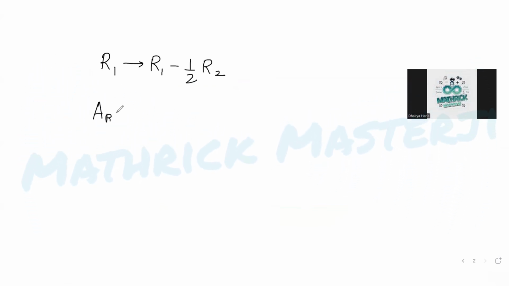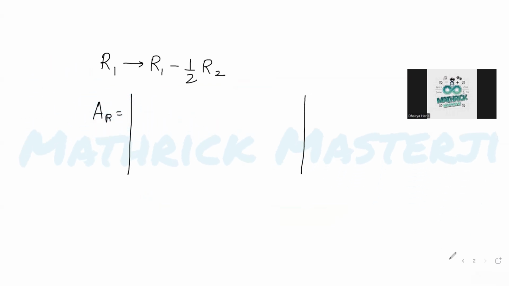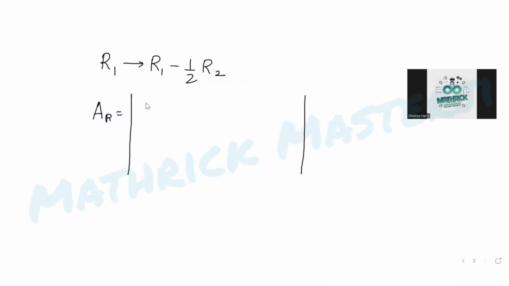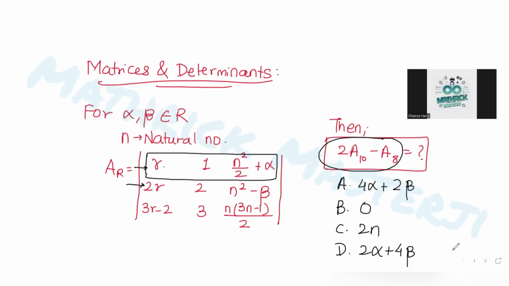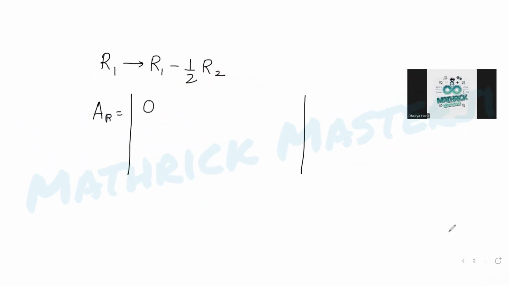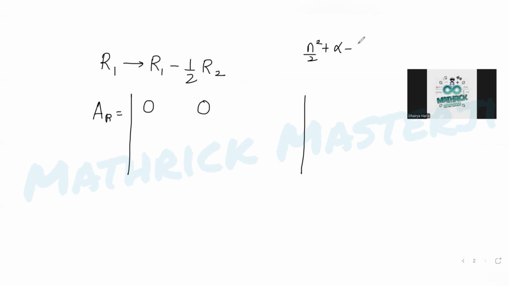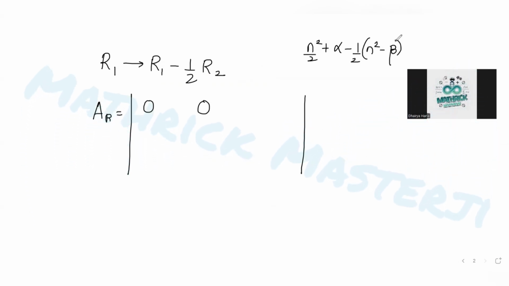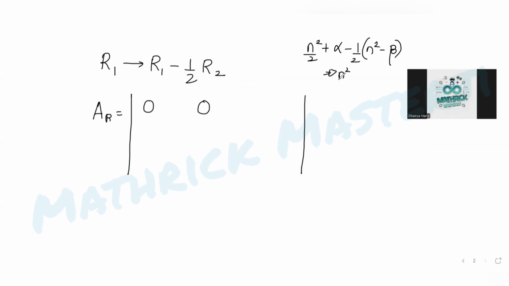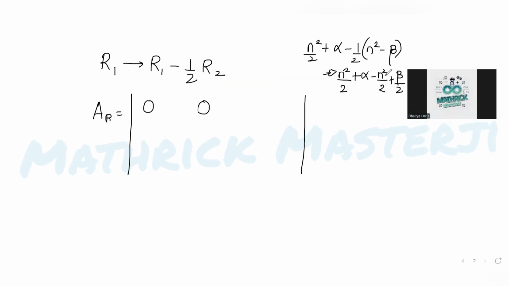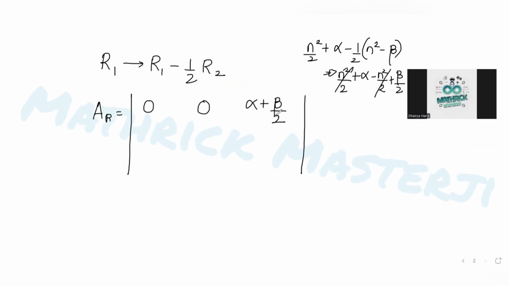So the elements of this matrix would change. The first becomes r minus half of 2r, which is r minus r, which is 0. Next I get 1 minus half of 2, which is 1 minus 1, which is again 0. Next I get n square over 2 plus alpha minus half of n square minus beta. The n square over 2 cancels from both, and I'm just left with alpha plus beta over 2.